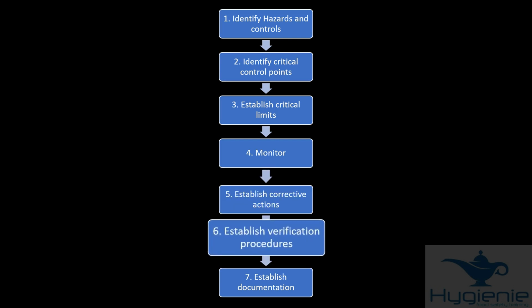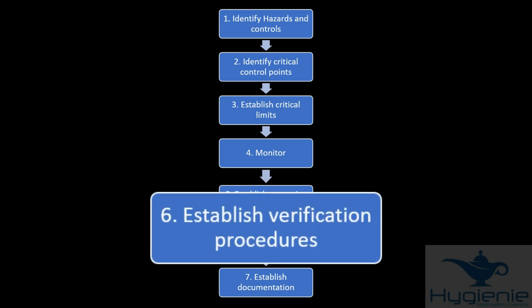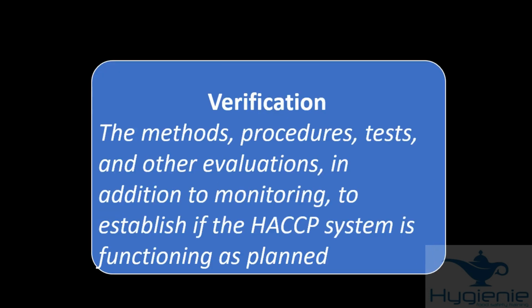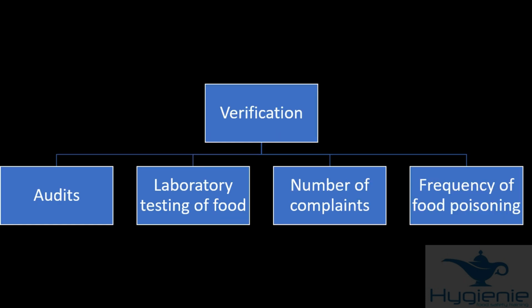Principle number 6. Establish verification procedures. How do we know the system is working? These are the methods, procedures, tests and other evaluations in addition to monitoring to establish if the HACCP system is functioning as planned. In other words, how do we know it's working? Examples include audits, laboratory testing of food, tracking number of complaints and tracking frequency of food poisoning.